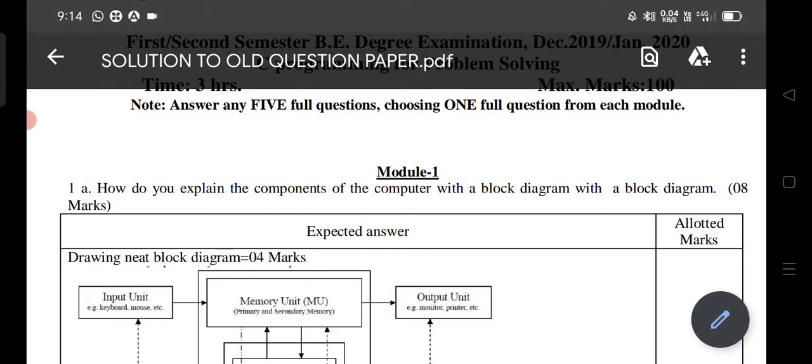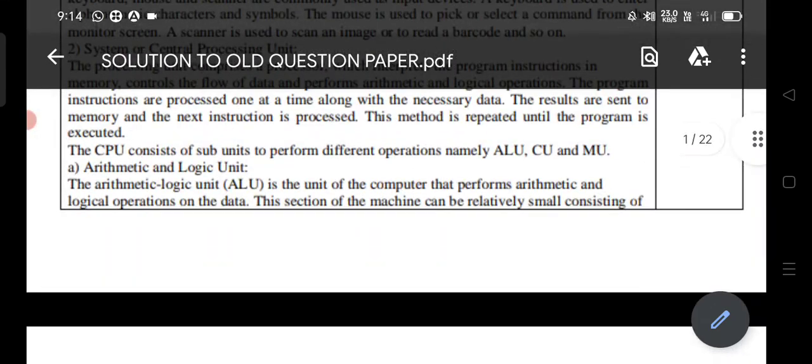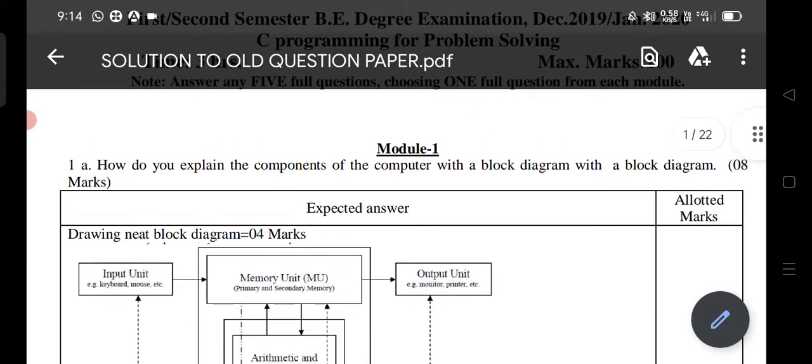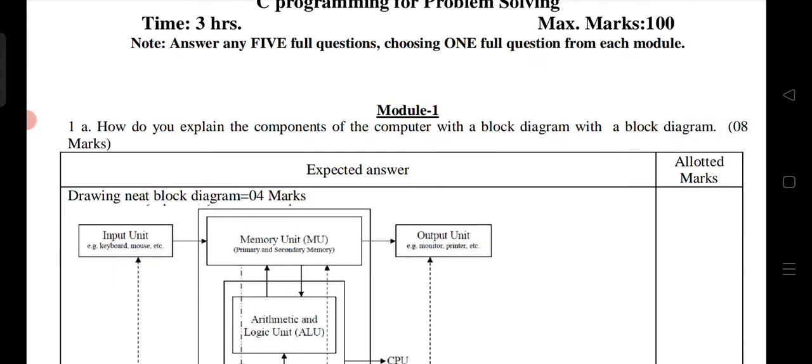So here the university question paper contains 5 modules and each module will contain 2 questions. The student has to answer any 5 full questions by choosing one full question from each module. So now let us see the expected answers for the questions and how the marks will be distributed.